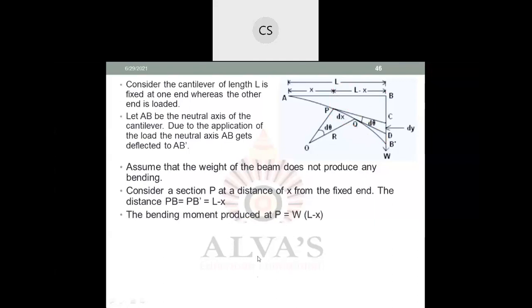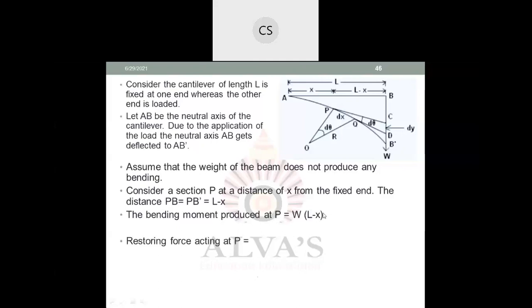So, what is the bending moment produced at P? The bending moment produced is because of the weight W, and you are looking from the point P at the amount of bending moment. So therefore, length is important. What is the length? L minus x. W into L minus x.